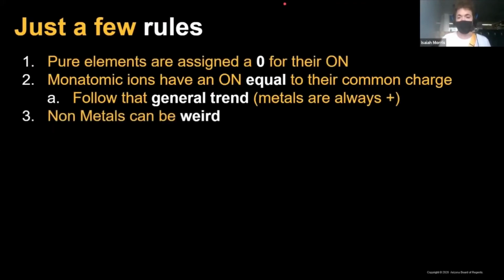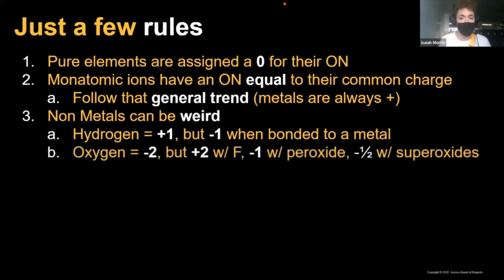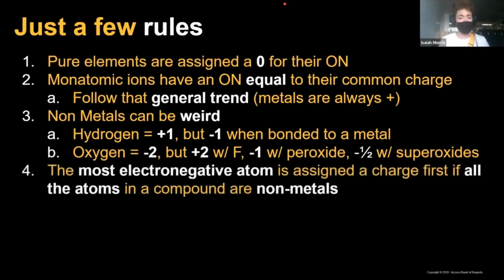We also know that nonmetals can be a little weird. They aren't as clear-cut as other atoms are. For instance, like Alex just said earlier, hydrogen naturally carries a +1 oxidation charge, but it will be a -1 when it's bonded to a metal. So that's one of those special instances you have to keep aware of. Same thing with oxygen. Oxygen normally carries an oxidation number of -2, but it can be +2 when it's bonded to fluorine. It can be -1 in a peroxide, and actually -1/2 in superoxides. And going forward with that, the most electronegative atom is naturally assigned its charge first.